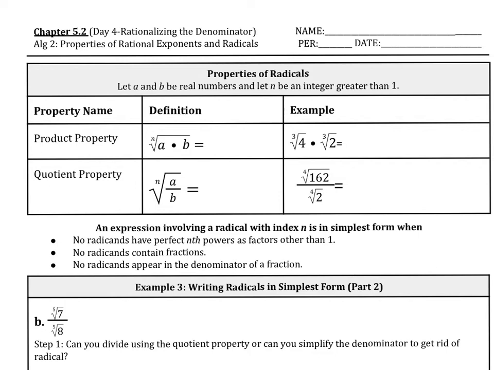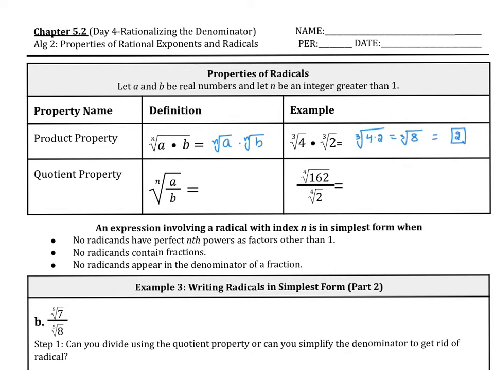Properties of radicals. We already discussed these properties in the previous lesson. In the product property, you can have multiplication of two numbers and you can also separate them as nth root of a times nth root of b, or you can combine them into a single radical. So in this case you have cube root of 8, and that's going to be 2.